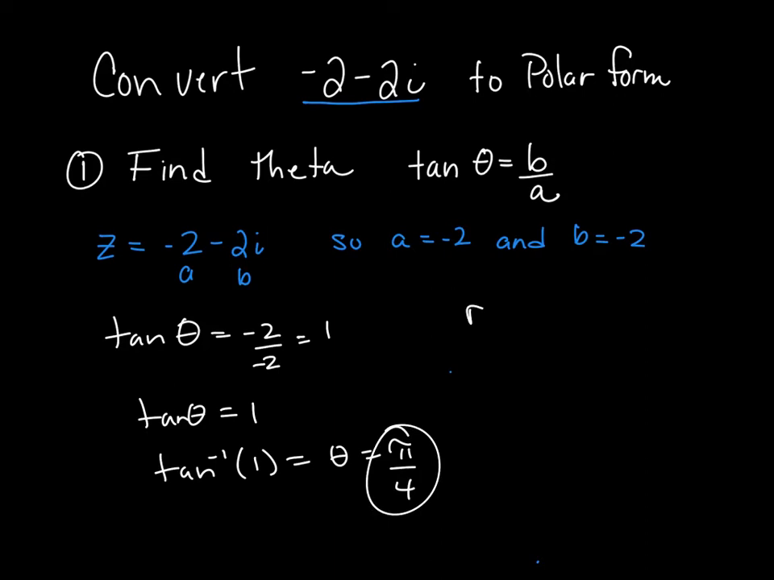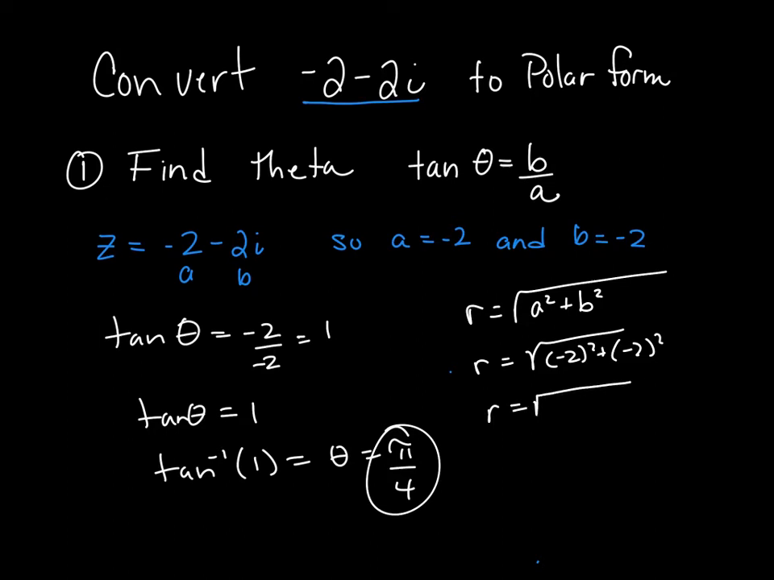Next we find r. r is equal to the square root of a squared plus b squared. So r is equal to the square root of negative 2 squared plus negative 2 squared. So r is equal to the square root of 4 plus 4, or 8, and the square root of 8 as a radical is reduced to 2 square root of 2. So for our final answer, we're going to put that back into polar form.